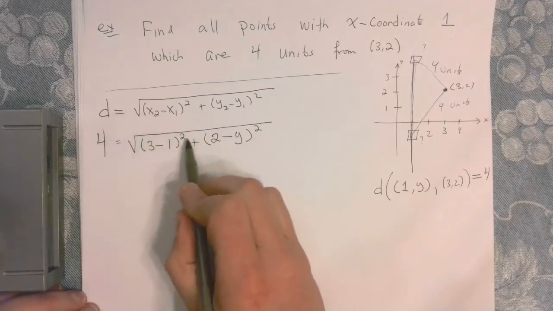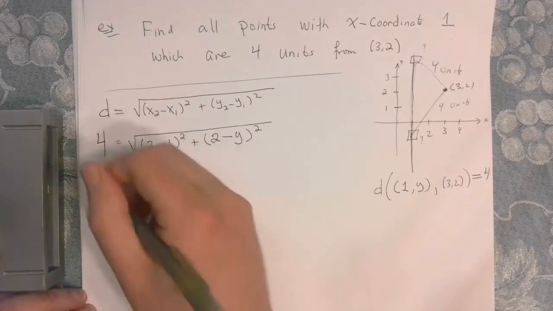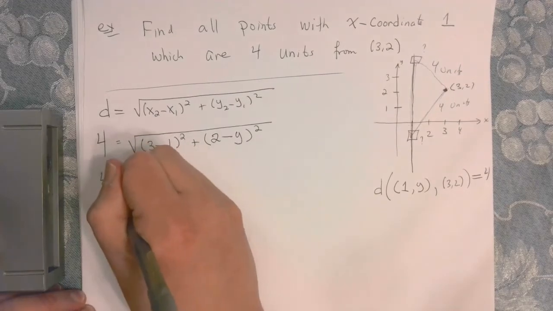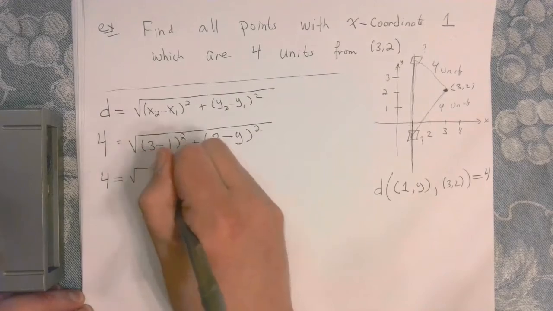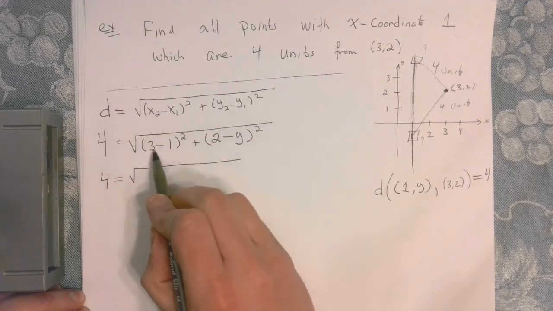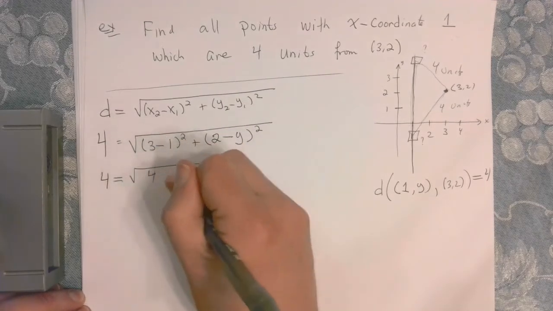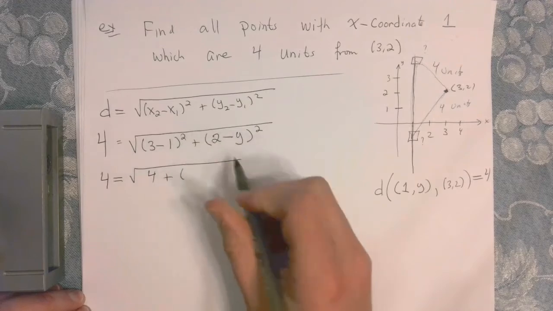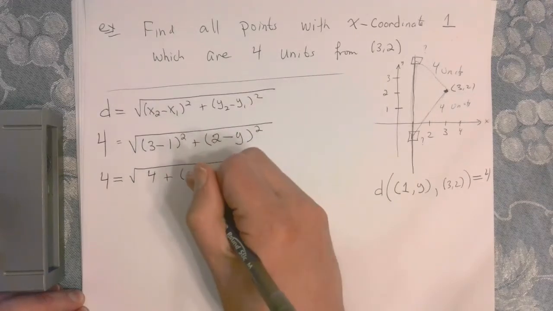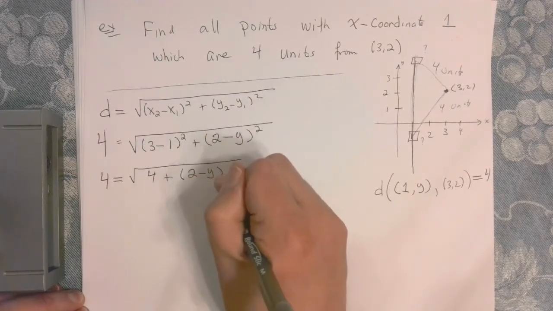Okay, so let's take a look. Let's maybe combine this right here. So 4 is equal to, that's going to be 2 squared, which is 4. And I'm not going to multiply this out. Let's see if something nice happens algebraically if we don't.